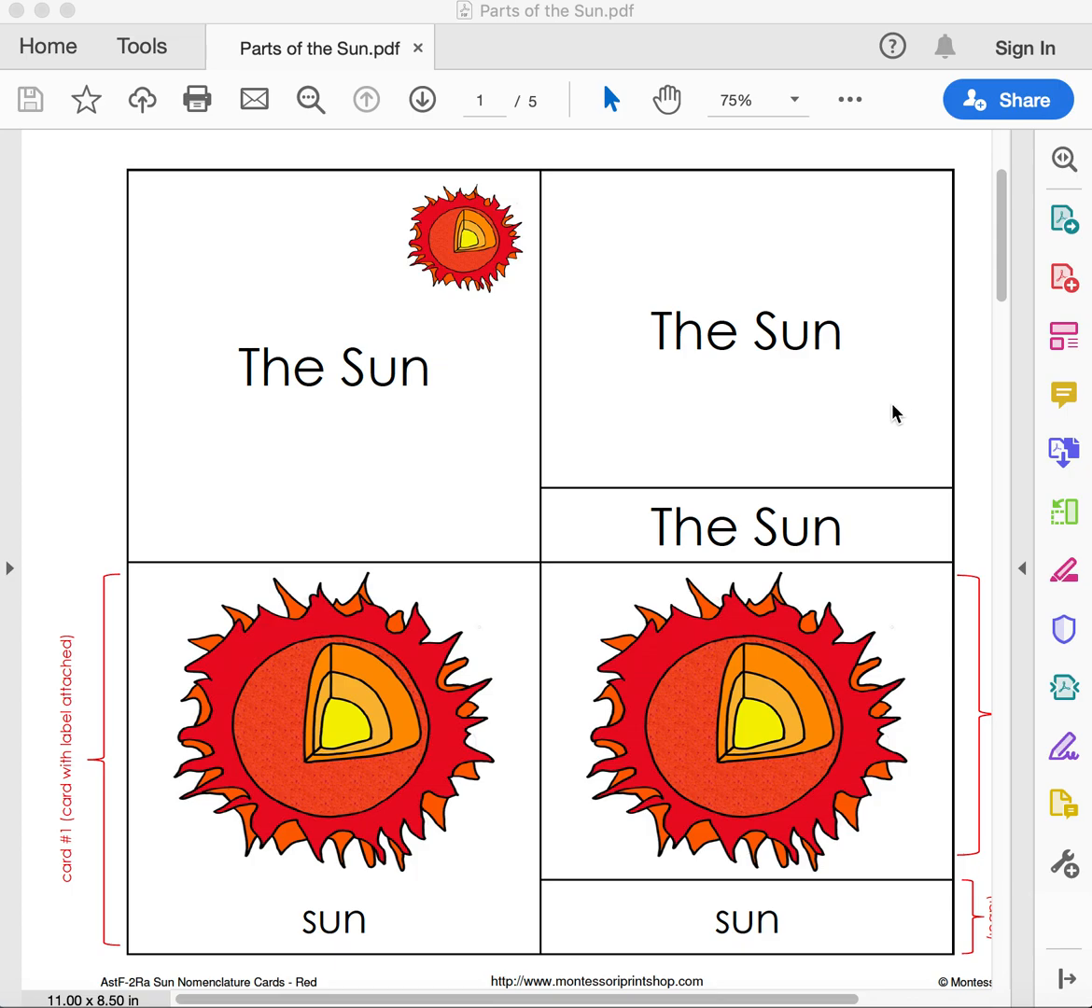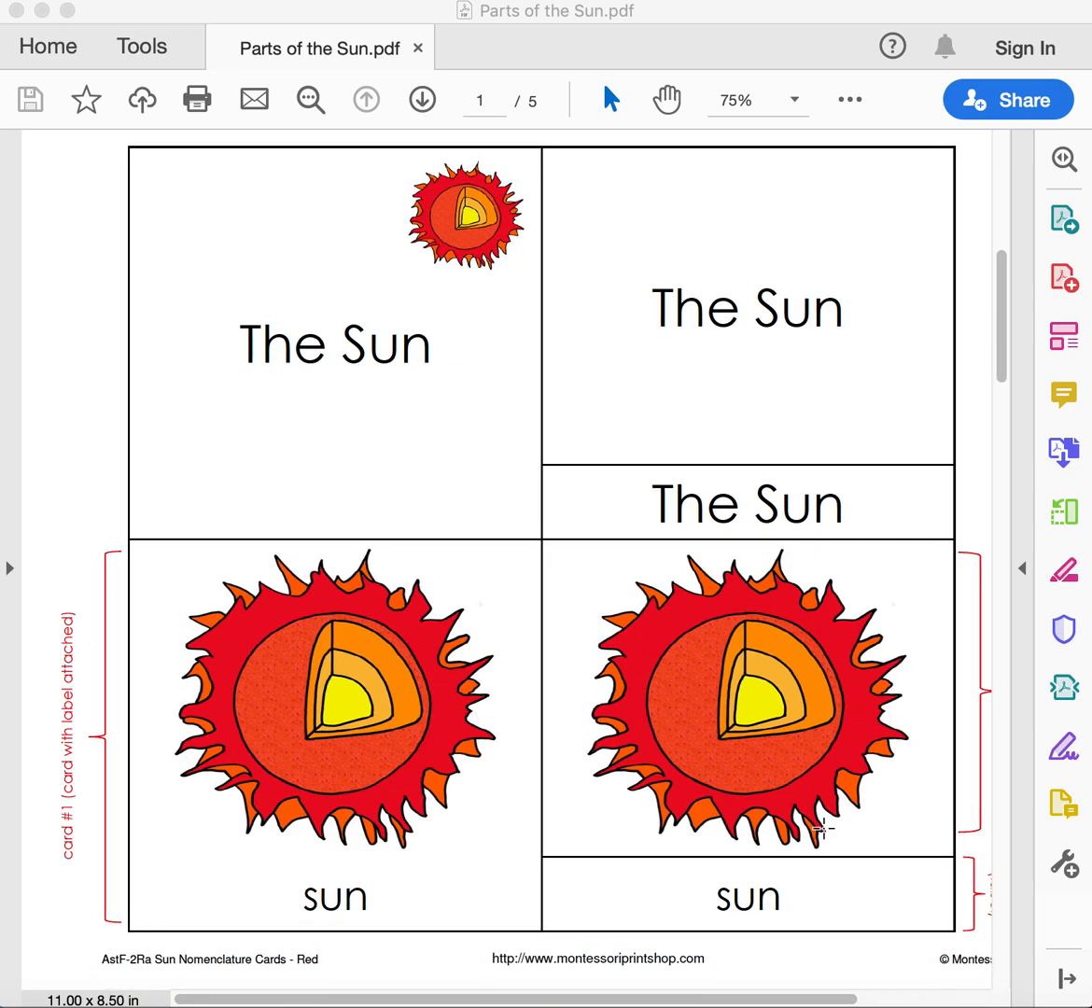Hi, everyone. We've been talking a lot about the solar system and the different planets and things in our solar system. We know that there are planets, there are stars, and we know that the star at the center of our solar system is our sun. Today, we're going to learn about the parts of the sun.